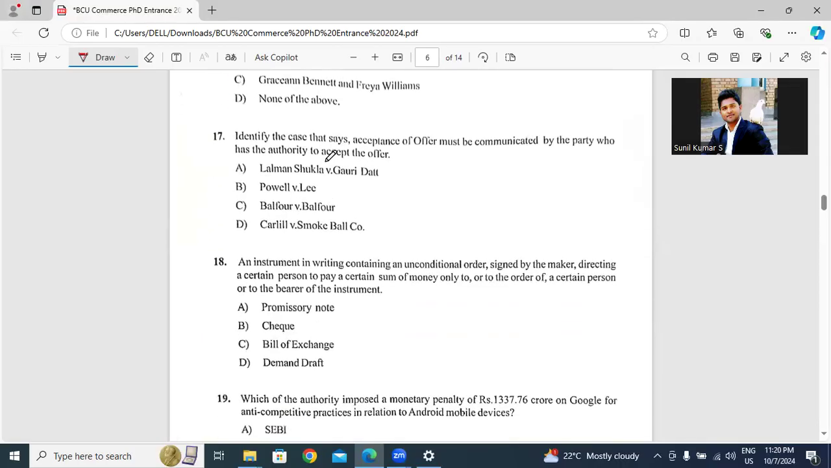Next, identify the case that says acceptance of offer must be communicated by the party who has the authority to accept the offer. So the answer for this is Powell v. Lee. In this case, the court said that acceptance of offer must be communicated by the party who has the authority to accept the offer.